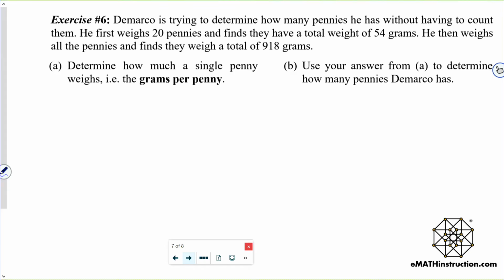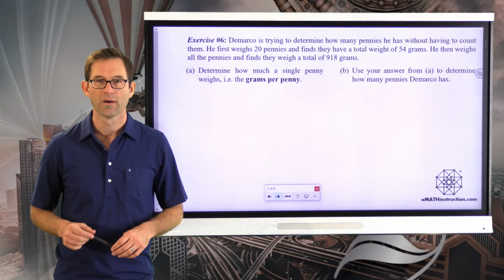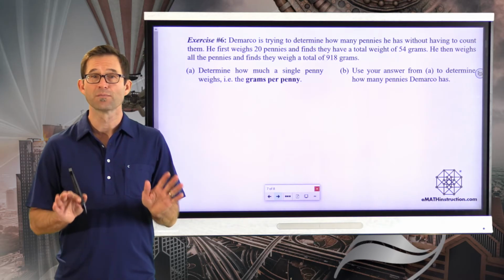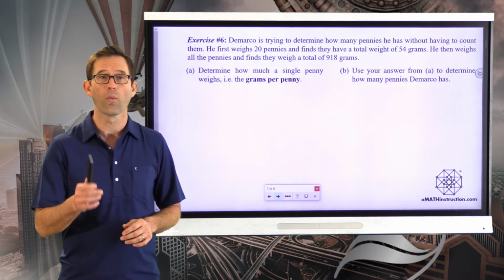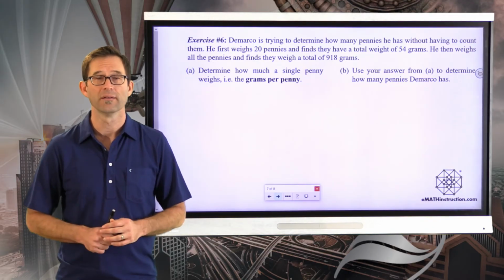All right, so letter A asks us to determine how much a single penny weighs, i.e. the grams per penny. Okay, what I'd like you to do is pause the video and try to use the information that you have to figure out the weight of a single penny. Do that now.